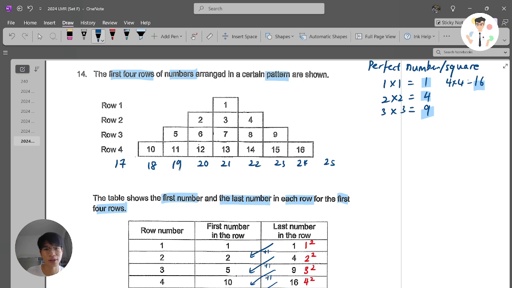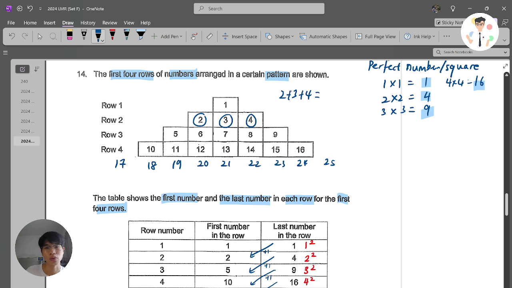Let's try to see. Of course, I can compare. So 2, 3, and 4. 2 plus 3 plus 4 is what? 2 plus 3, 5. 5, 6, 7, 8, 9. So 9. How many numbers do I have? 3. 9 divided by 3 is 3. Is it the middle number? Yes.